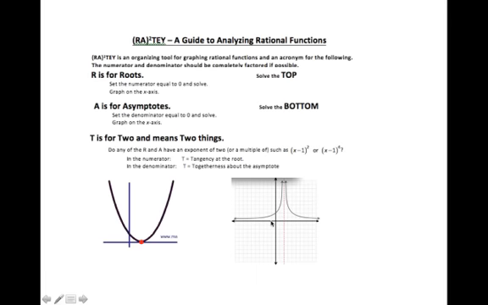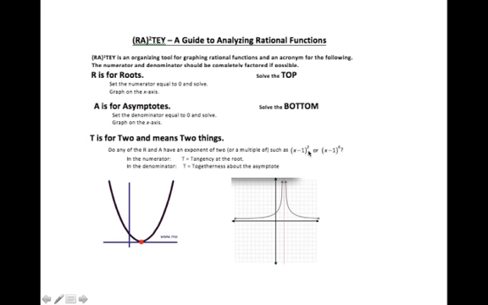T is for 2, that's what the little 2 is for there, to make you think of two T's, and it means two things. Do any of the roots and asymptotes have an exponent of 2 or multiple of, such as x minus 1 squared or x minus 1 to the 4th? 4 is 2 times 2, so it's a multiple of 2.